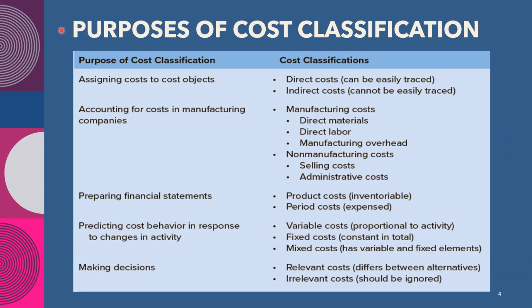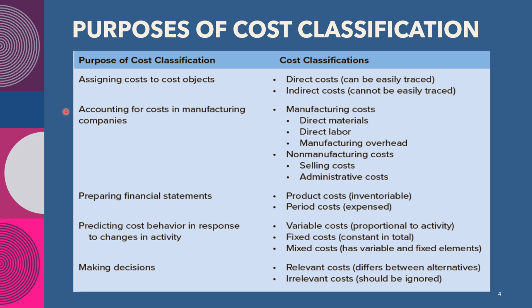This slide shows the purpose of cost classification. There are 5 different purposes for cost classification. Let's start from the first one, assigning cost to cost object. For this part, it's important to separate direct cost to indirect cost. Direct cost can be easily traced to the product or service itself, but indirect cost cannot be easily traced to product or service.